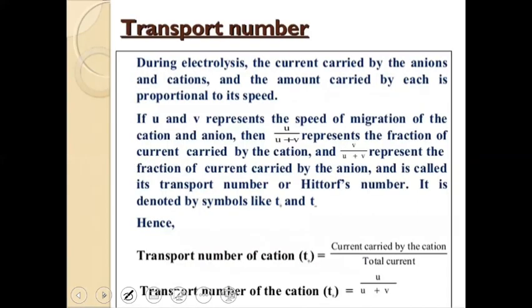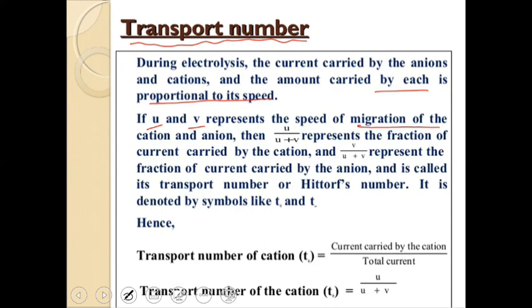Next one, the transport number. So what is the transport number? Let's see. During electrolysis, the current is carried by the anions and cations, and the amount carried by each is proportional to its speed. Yes, we know that. So if u and v represent the speeds of migration of the cation and anion, then how can you write the fraction of the current carried by the individual ions?